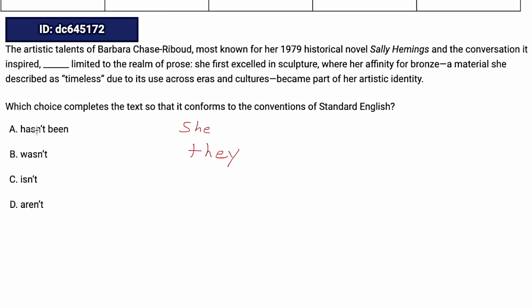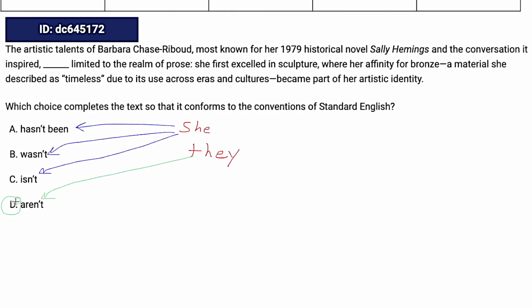And I'm going to use these words in front of my answers and decide which one is the odd verb out. So for A, we would say she hasn't been. For B, we would say she wasn't. For C, we would say she isn't. And sure enough, there's an odd verb out. We would say they aren't. So our answer is D, they aren't. It really is that simple, as long as you are dealing with a subject-verb agreement question and not a verb tense question. And you'll be able to tell because if it's a tense question, this trick just won't work. You won't only have one odd verb out.